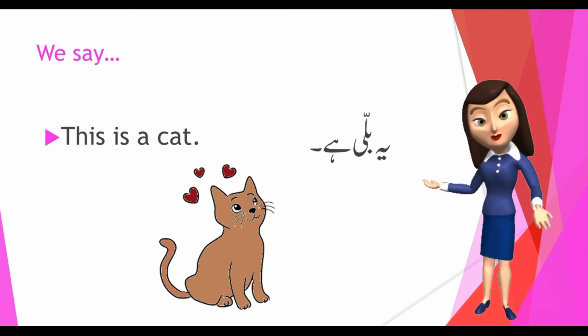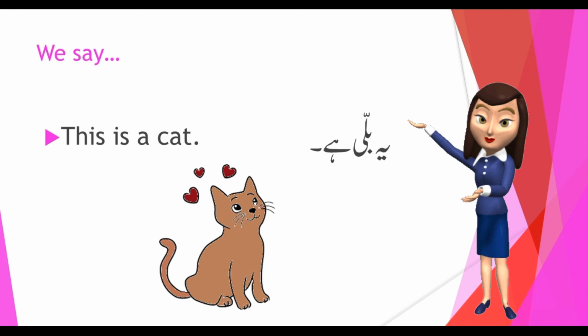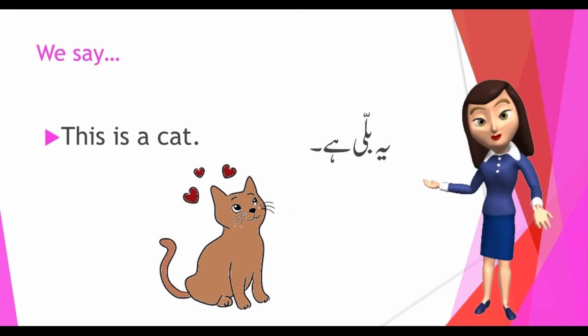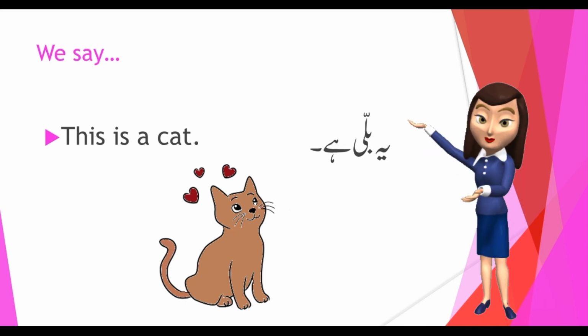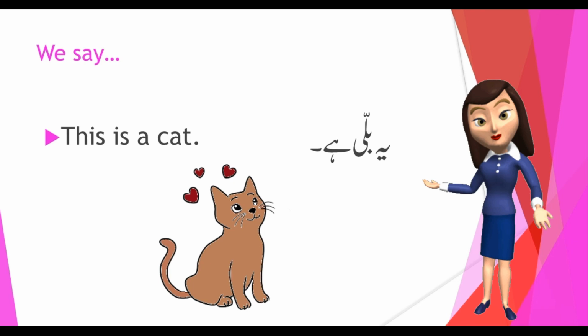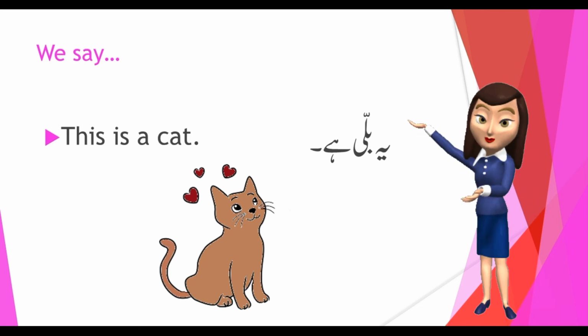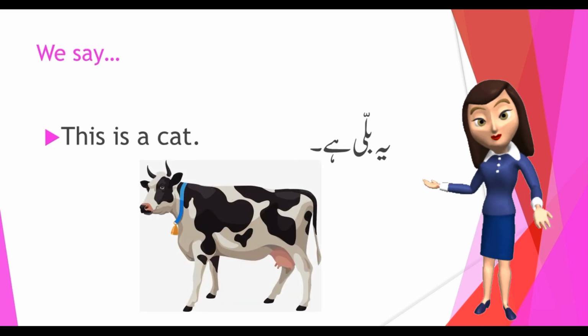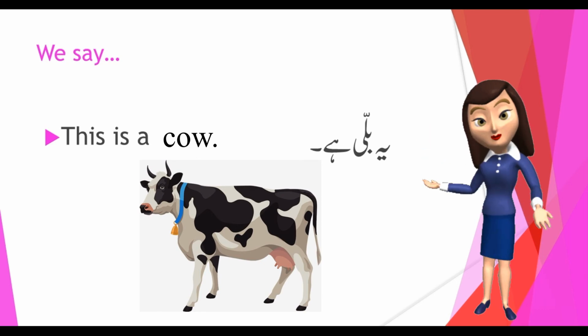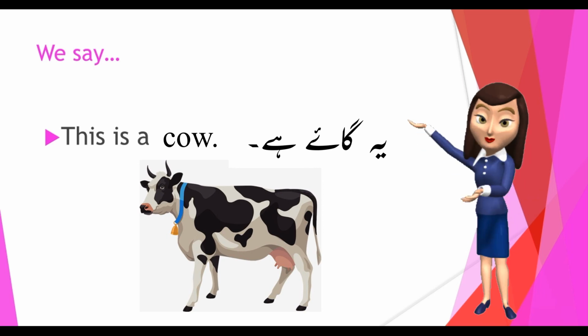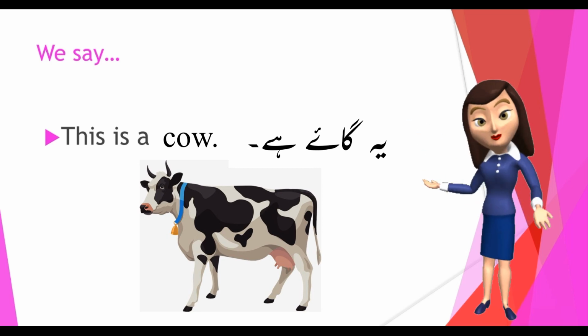ये बिल्ली है. In the same way, if you want to tell about any animal, only you're going to change the name of the animal. For example, if you are going to see a cow, you're going to say, this is a cow. And in Urdu you are going to say ye गाय hai, and so on for the rest of the animals as well.